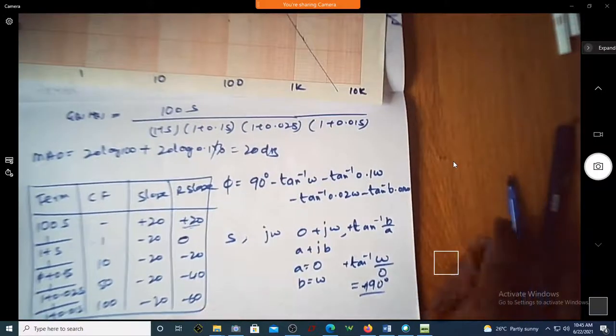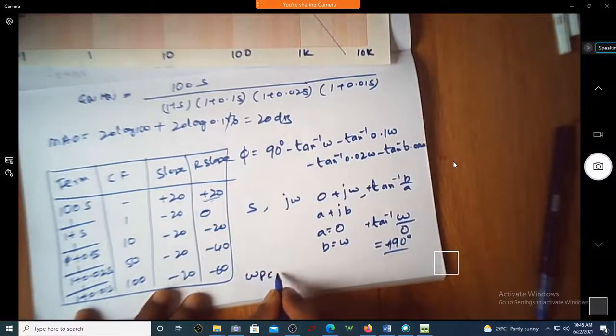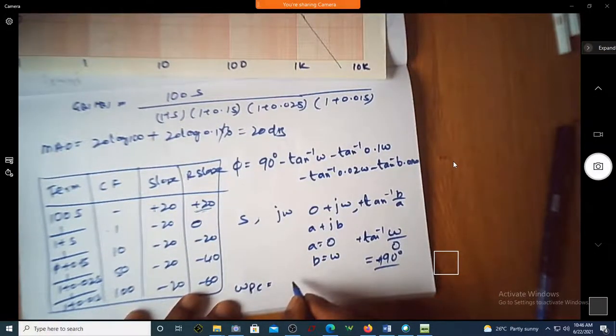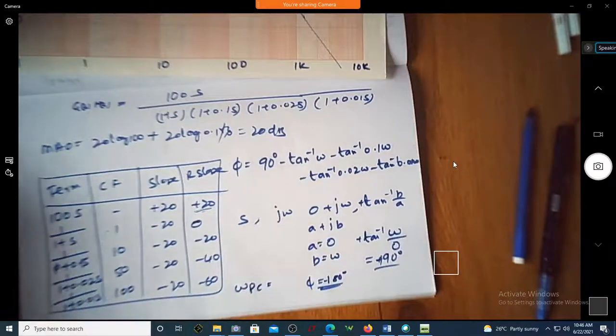Okay. Can we find what is omega PC here? It is that value of omega where the phase is minus 180 degrees. Minus 180 degrees. Can you do that? Yes, sir.